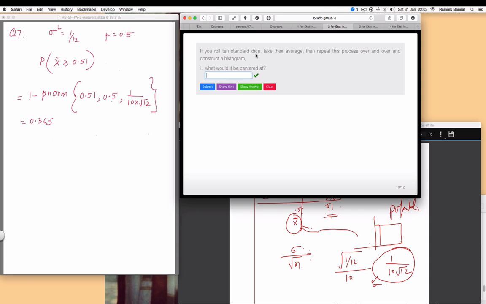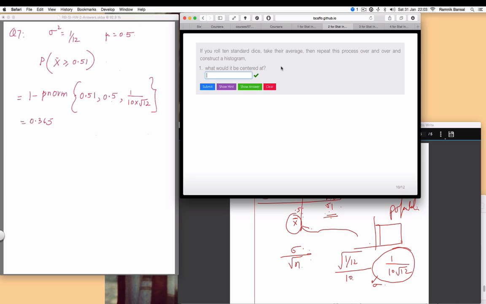If you roll 10 standard dice, take their average, then repeat this process over and over and construct a histogram. What would it be centered at? Okay. Read the question. Think about it, and you tell me.